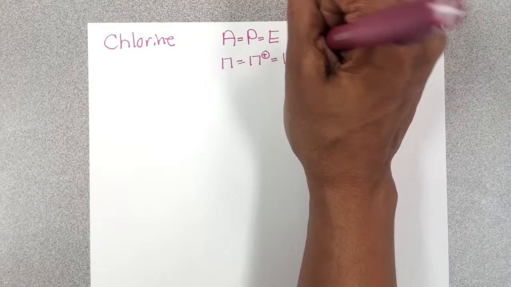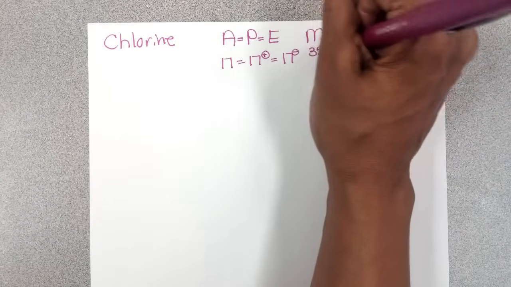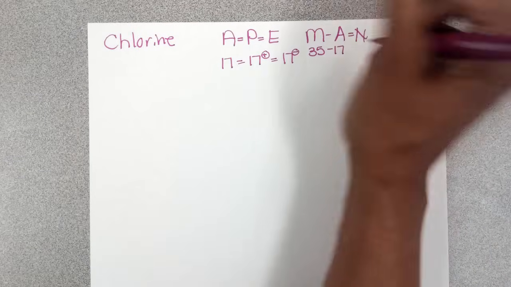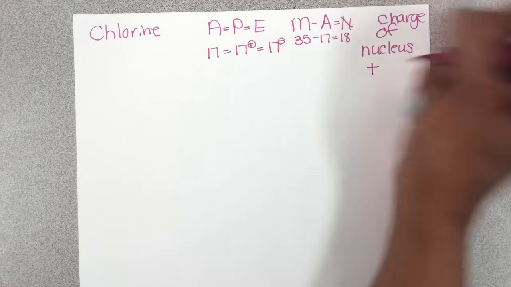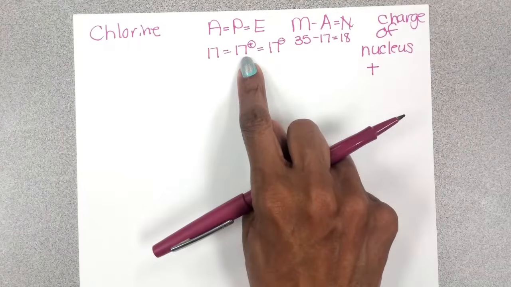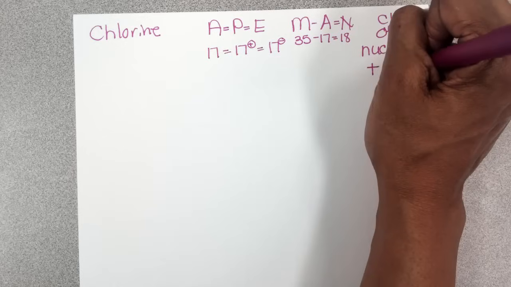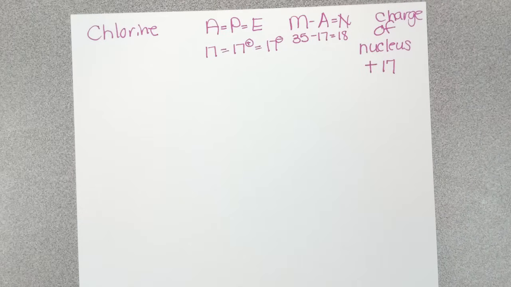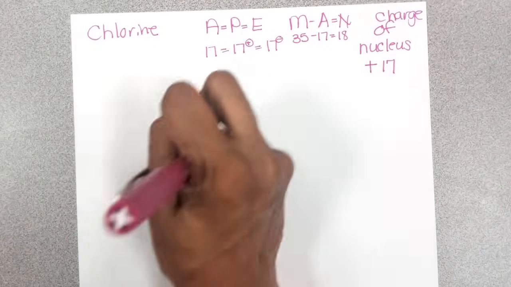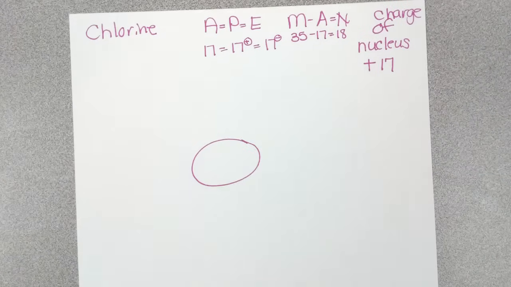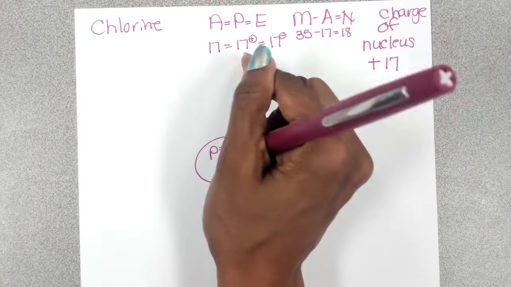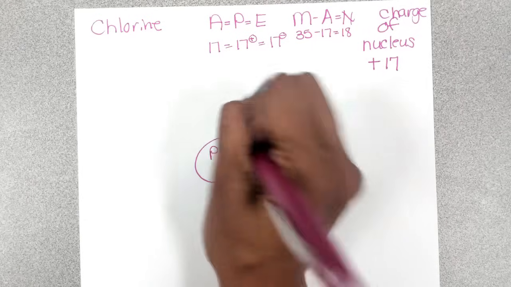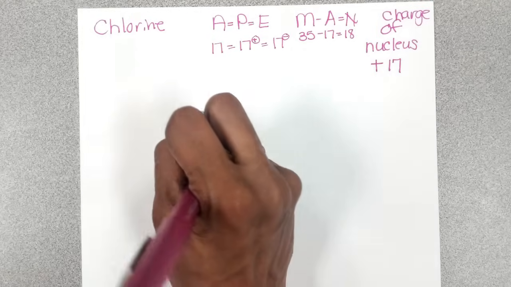To get my neutrons, I'm going to do my mass, which I said was 35, minus my atomic number, gives me neutrons. The nucleus is always positive, and it's going to be 17 because I have 17 protons. All right, let's draw it out, and we're going to do the short version because this is a pretty big atom. So, 17 protons, 18 neutrons.